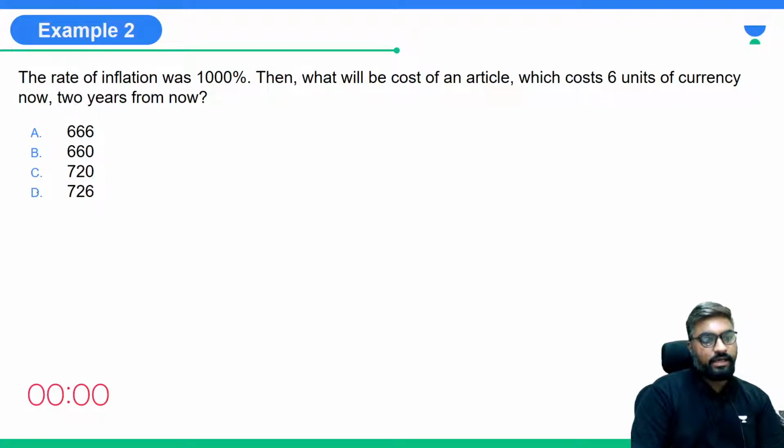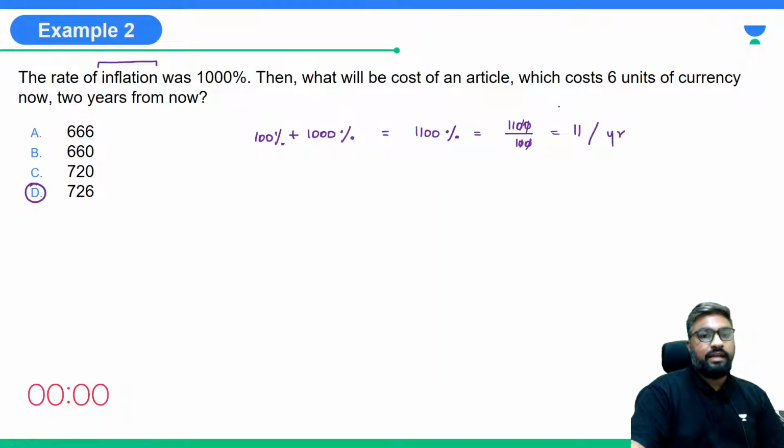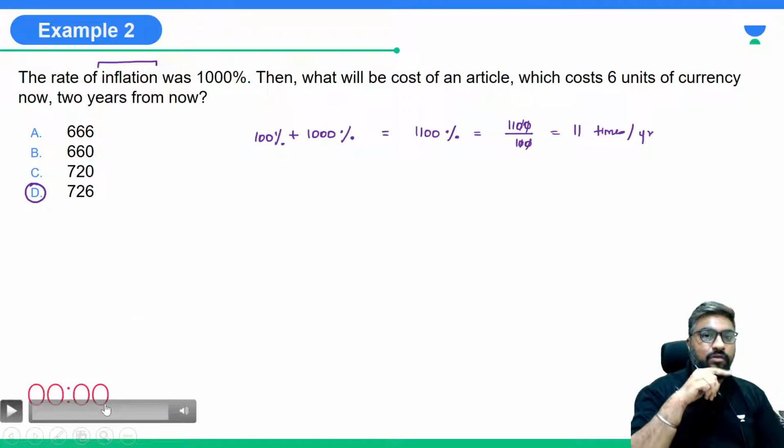Very good. D is correct. 726 is correct. What do you mean by inflation? Inflation means increase. So every year the value increases by 1000%. So if 100 increases by 1000%, can we say it is 1100%? That is nothing but 1100 by 100, 11 times per year. It is an 11 times increase per year. Now the value becomes 11 times. The new value is 11 times.